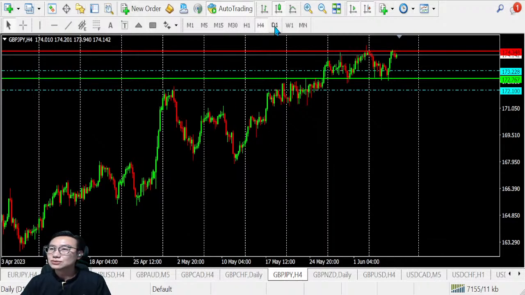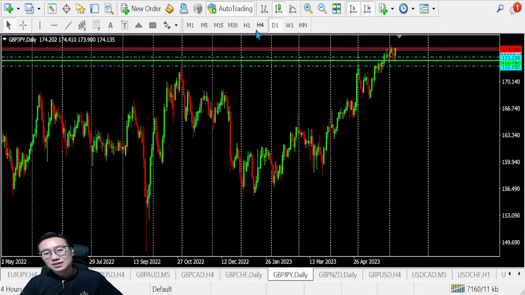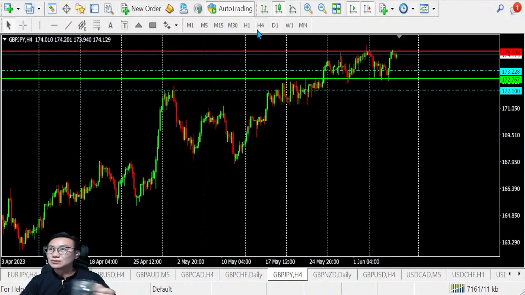Okay, so let's see pound yen. Okay, pound yen we are in the bull. We are still in the bull. Right, pound yen we are still in the bull. So in this bull, okay, we are looking into this.